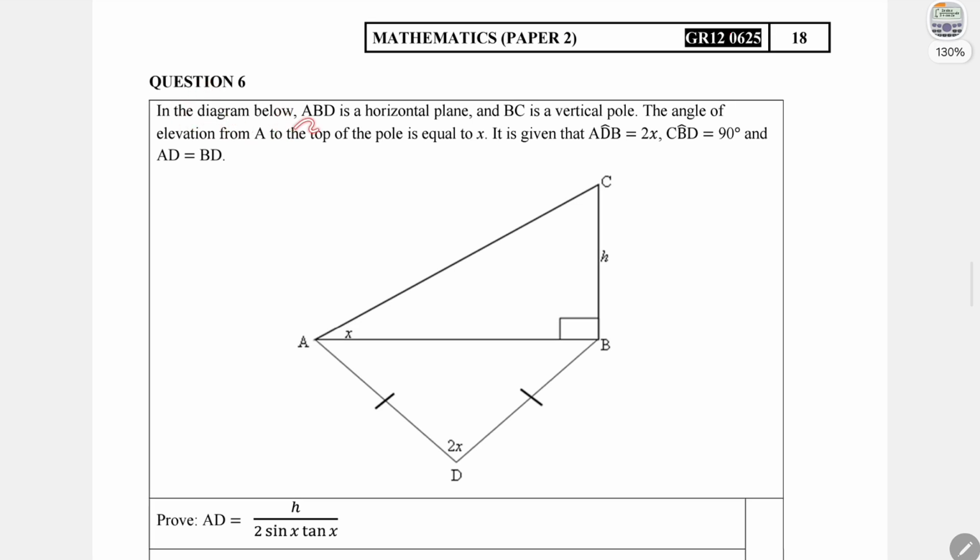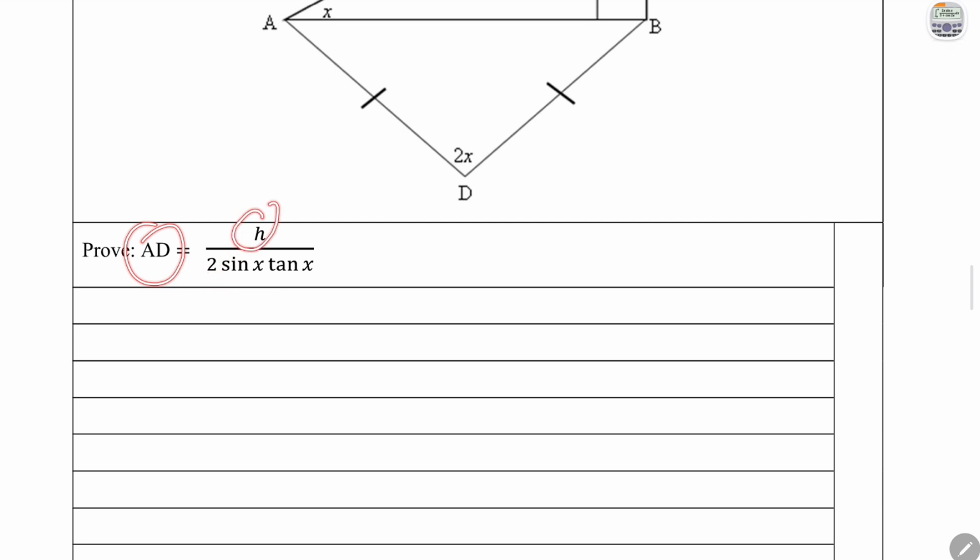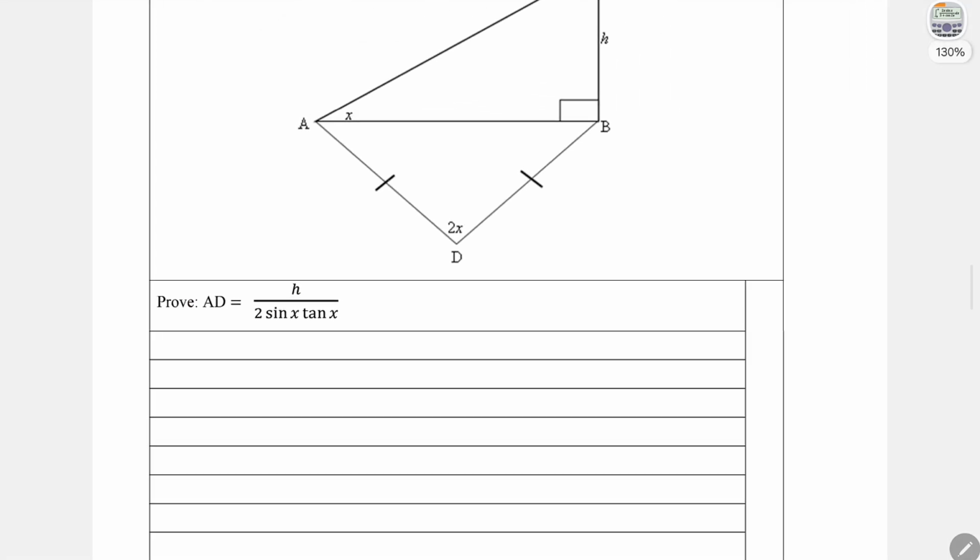Question 6 says, in the diagram below, ABD is in the horizontal plane and BC is a vertical pole. The angle of elevation from A to the top of the pole is equal to x. And then we're also told that angle ADB is equal to 2x and CBD equals 90 degrees and AD is equal to BD. We need to prove that AD equals h over 2 sine x tan x.